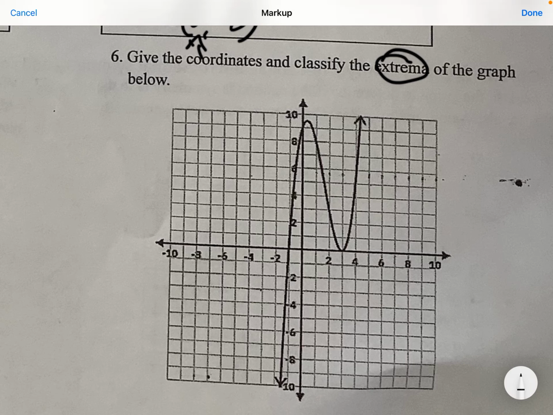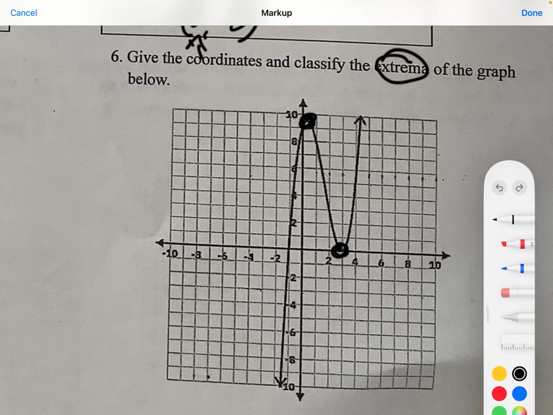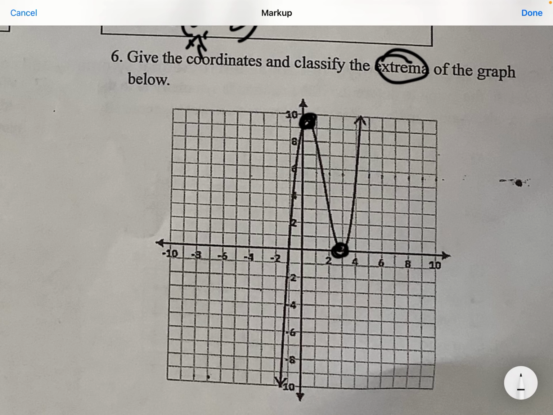Okay, so when it's asking us to find the extrema of the graph, extrema means maximums and minimums. So what we're looking for here is wherever the graph hits a peak, where it's going up and then starts going down, or it hits a valley where it's going down and then it starts going up. So here we have a peak and a valley. This is a maximum and a minimum. Those are the extrema of the graph. Anywhere else where it hits would also count.